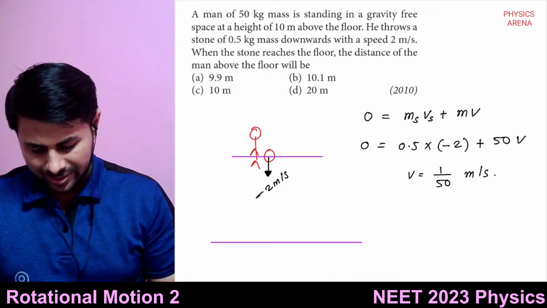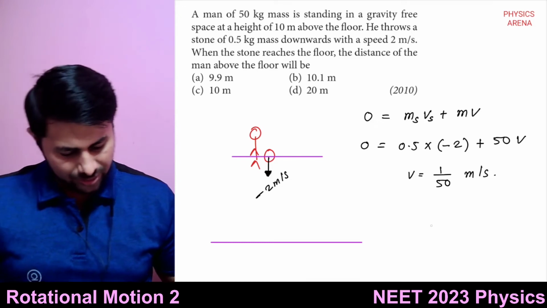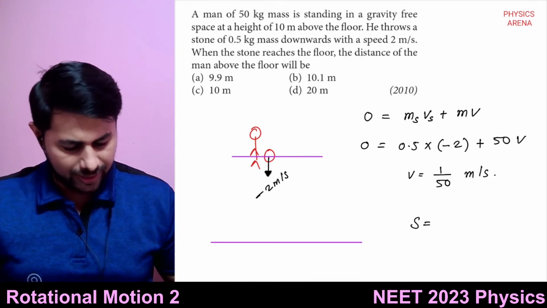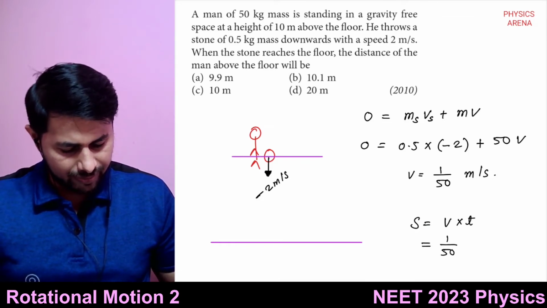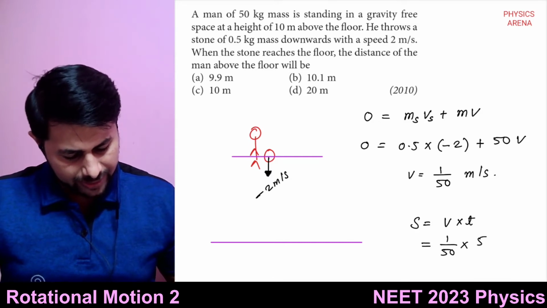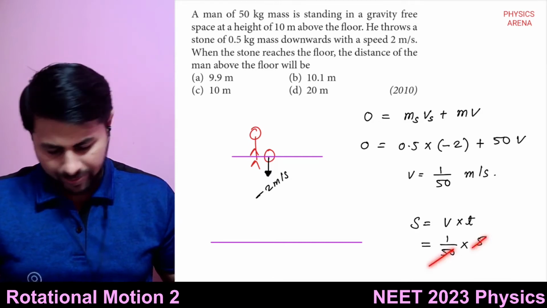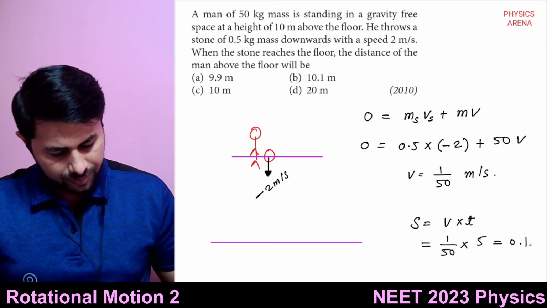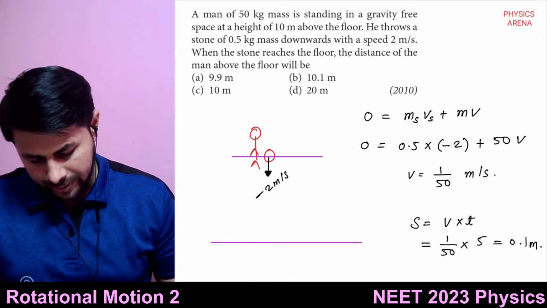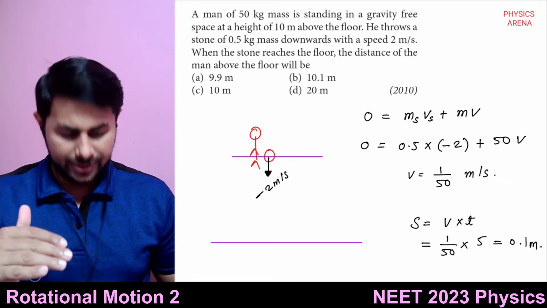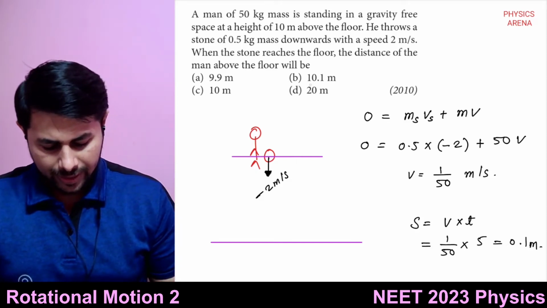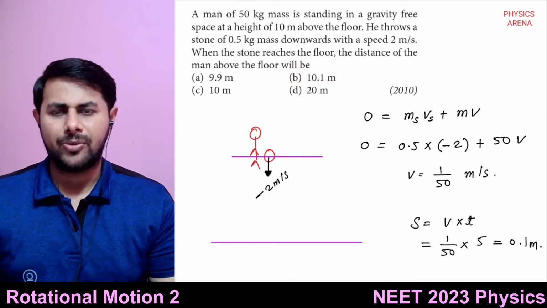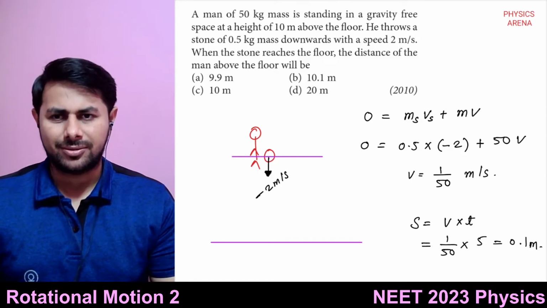So it will be the distance covered by the man. Suppose the distance covered is s, it is equal to velocity of man multiplied by time. So that is 1 by 50 multiplied by time, which is 5 seconds. So 5 divided by 50 is 0.1. He was already at 10 meters. Now he moves 0.1 meters upwards. So that means at what height will the man be? 10.1 meters, right? He will be at the height of 10.1 meters.